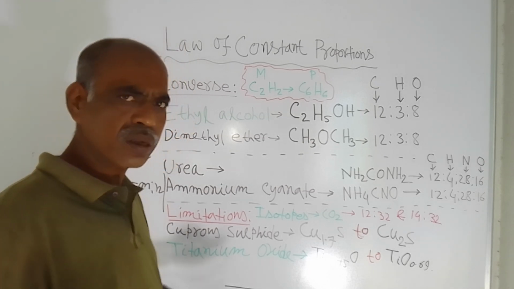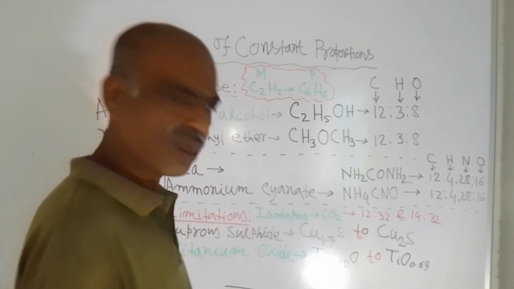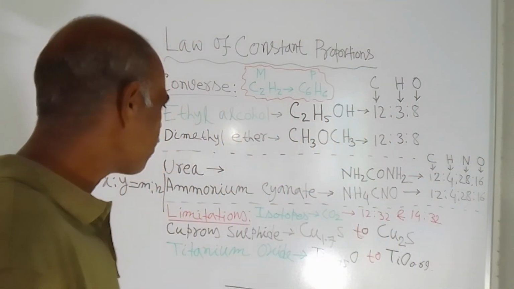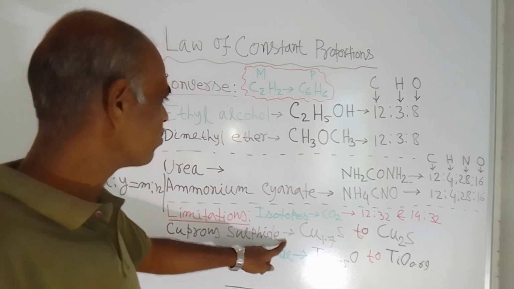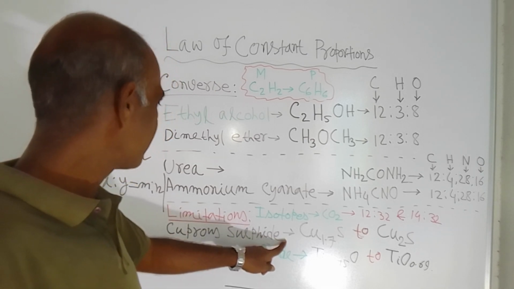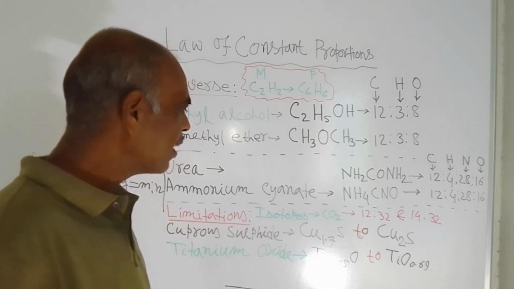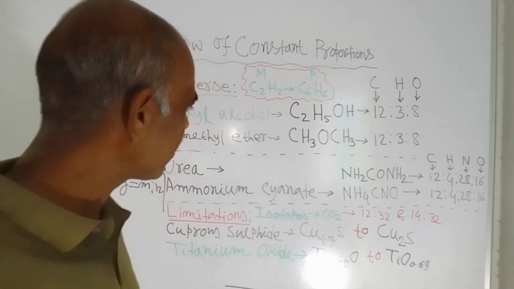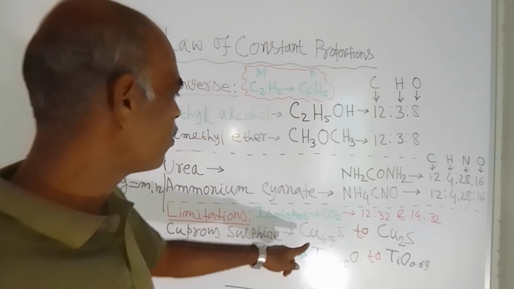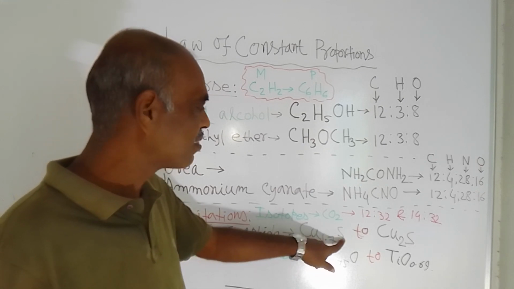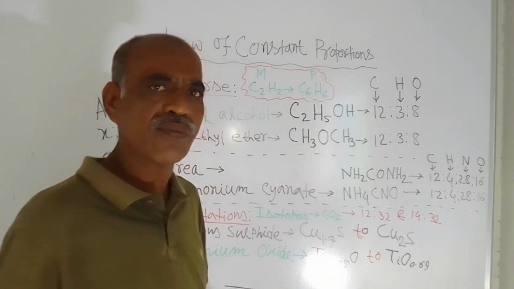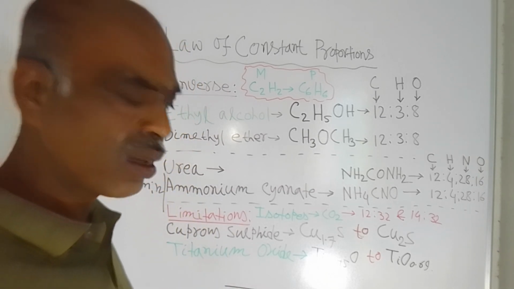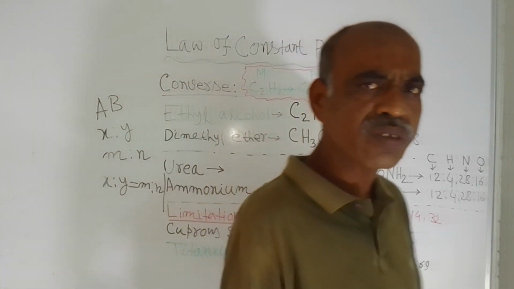Now, the next topic is limitations. Yes, this law also has some limitations. If you take the example of cuprous sulfide, and conduct experiments on samples from various sources, you will find that the formula for cuprous sulfide varies from Cu1.7S to Cu2S. The formula varies if you collect cuprous sulfide from different sources.